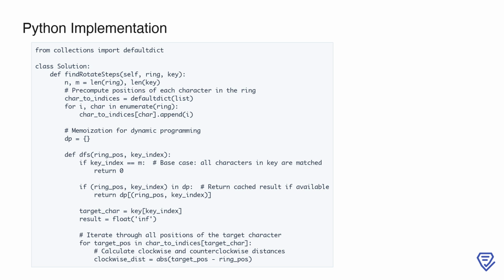The target character in the key is identified by accessing key at key_index, and we initialize a variable called result to infinity as we aim to minimize the number of rotations. Now, we iterate through all the positions of this target character in the ring, which are stored in char_to_indices[target_char]. For each position, we calculate the distance to reach it in the clockwise direction using the absolute difference between the target position and the current ring position.